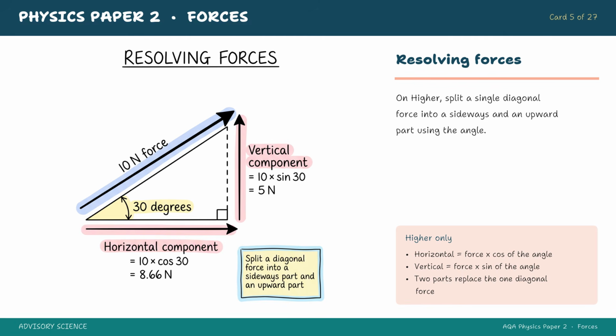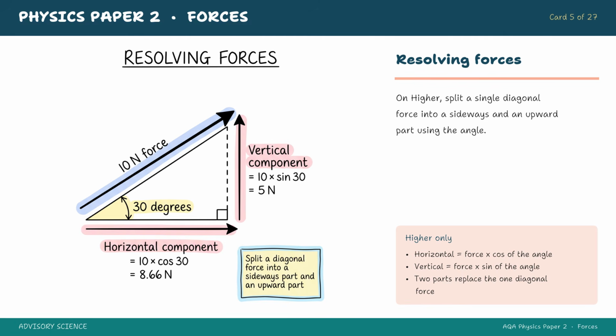For example, if you have a 10 Newton force at 30 degrees, we find the sideways part by doing 10 times cosine of 30. On your calculator, press 10, multiply, cos 30, and you get about 8.66 newtons. For the upward part, do 10 times sine of 30. Press 10, multiply, sine 30, and you get 5 newtons. And that's how you break a diagonal force into neat, simple parts.